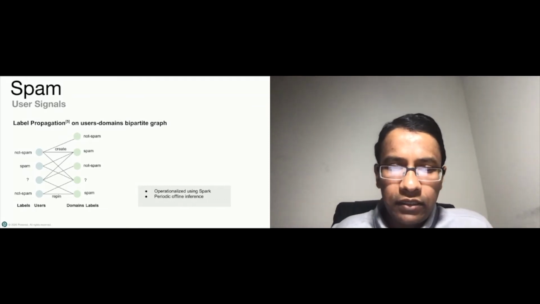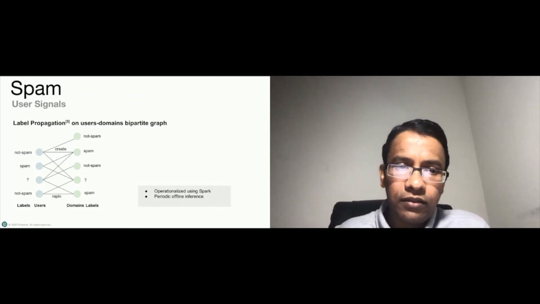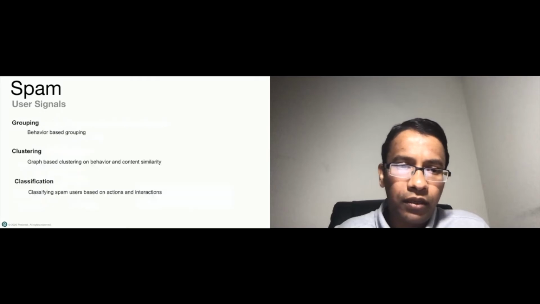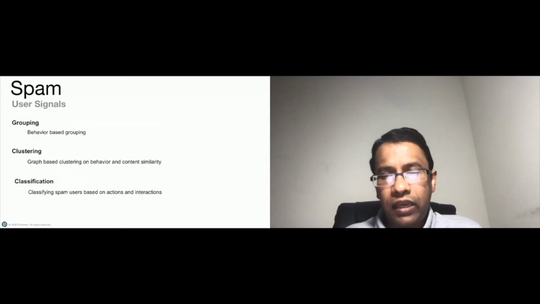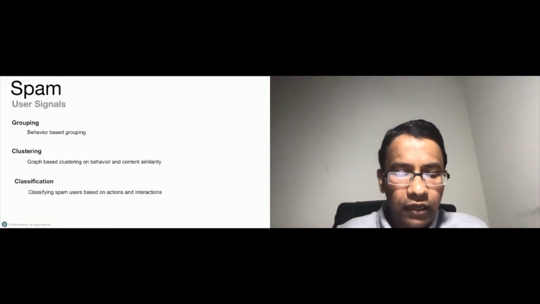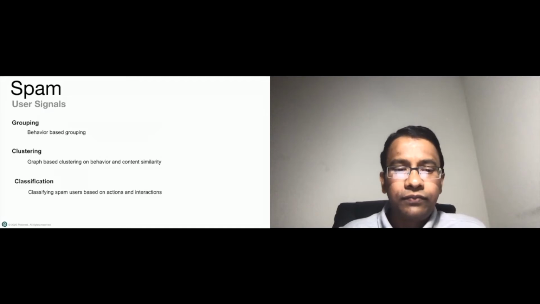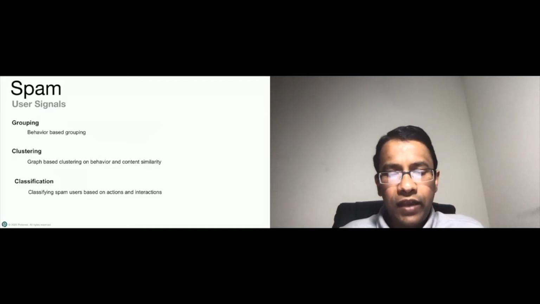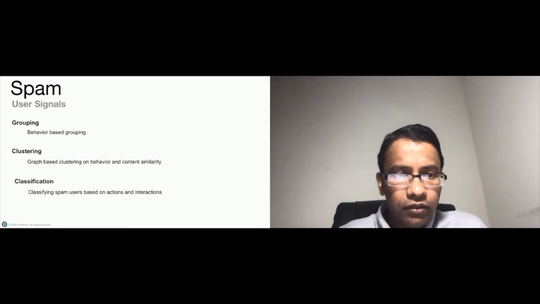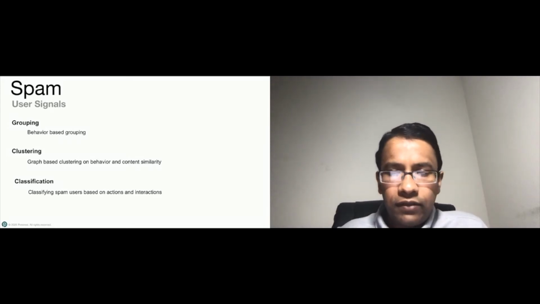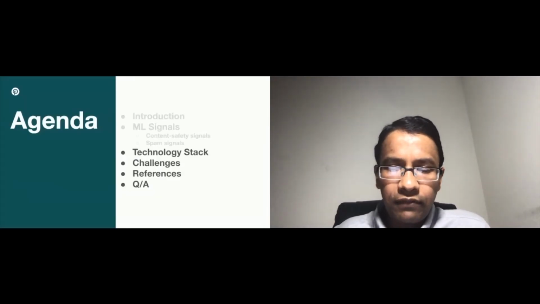There are many other user signals that we have. One is a scalable grouping of millions of users based on behavior to catch low-hanging fruit. Then we have sophisticated methods like graph-based clustering on behavior and content. We also have a supervised classifier where we classify spam users based on their actions and interactions with other users and entities on the platform. So that was the overview of some of the signals that we have developed.